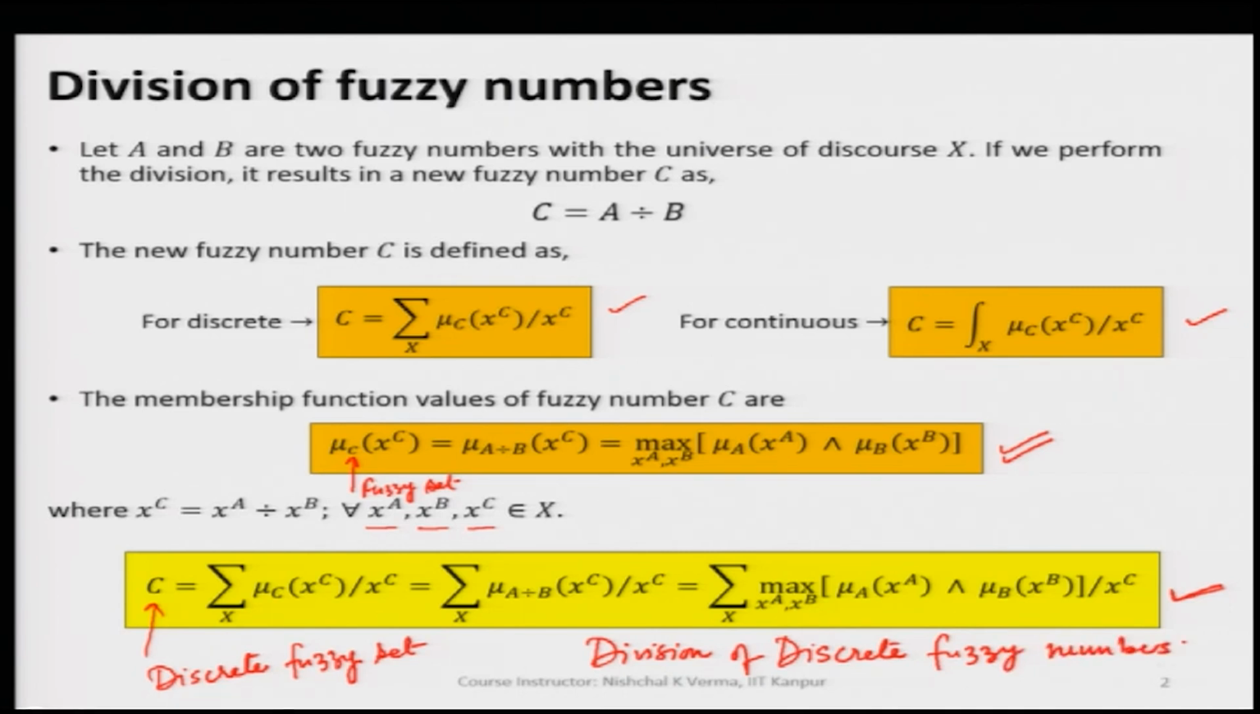We will replace this summation sign by the integration sign when we are taking the continuous fuzzy numbers instead of discrete fuzzy numbers. So, I hope now this is understood clearly.